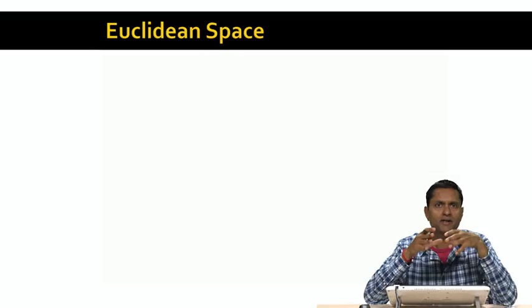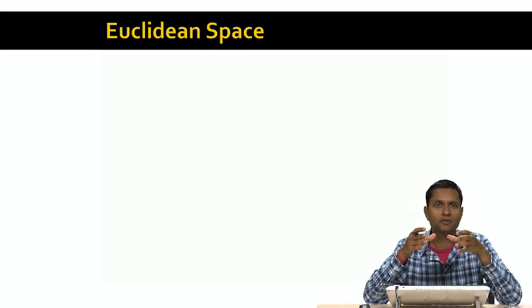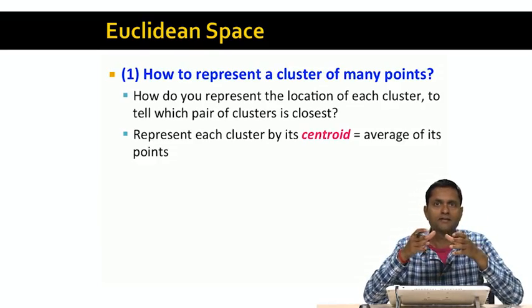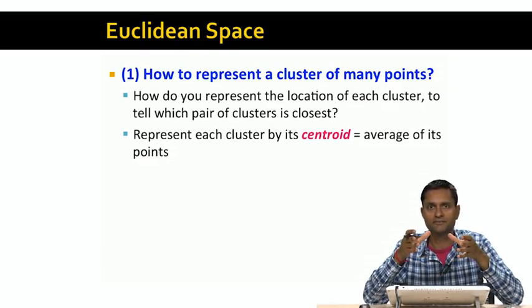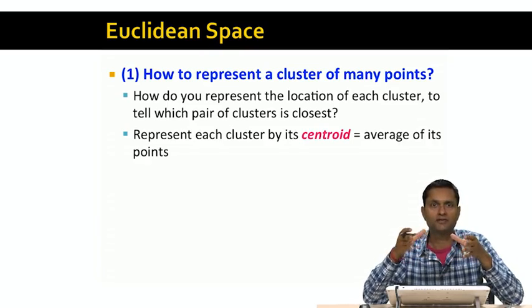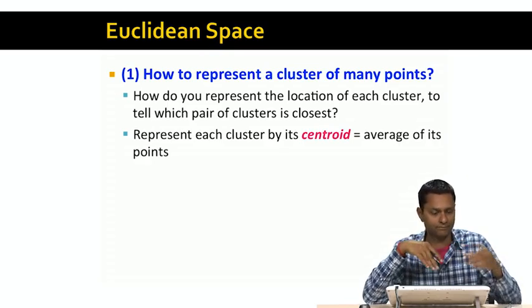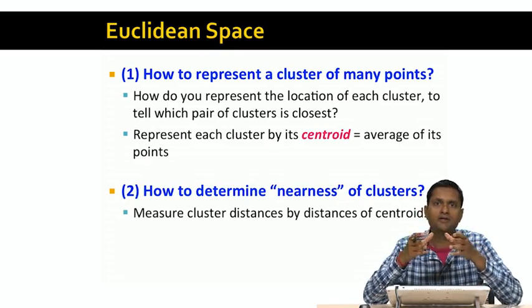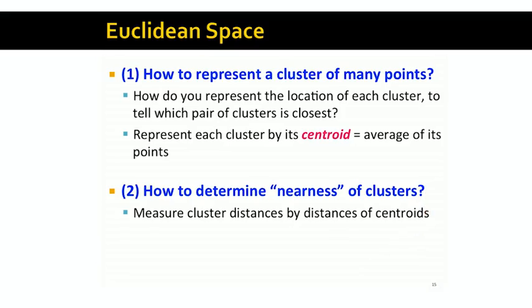Let's start with the simpler case of a Euclidean space. In a Euclidean space, we can always average 2 points, and the average is also a point in the Euclidean space. This gives us a simple answer to the question of how do you represent a cluster of many points. We can represent a cluster by its centroid, which is the average of its points. And to determine the nearness of clusters, we just measure the distances between the centroids of the clusters.